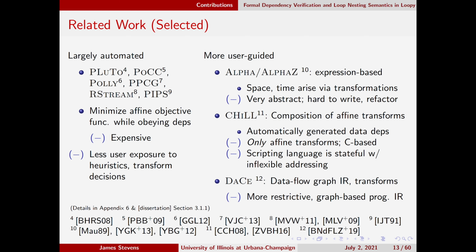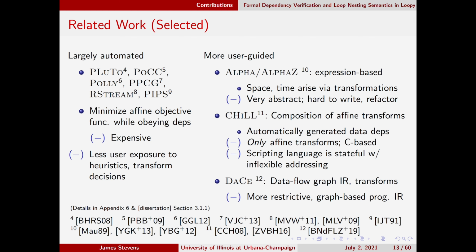One polyhedral system that gives more power to the user is AlphaZ, which expresses a program using alpha expressions. This approach does allow the user to exert some fine-grained control with transformations, but it's very abstract and transform code is non-trivial to write. In terms of control granted to the user, CHiLL and DaCe lie somewhere in between AlphaZ and the more automated approaches.